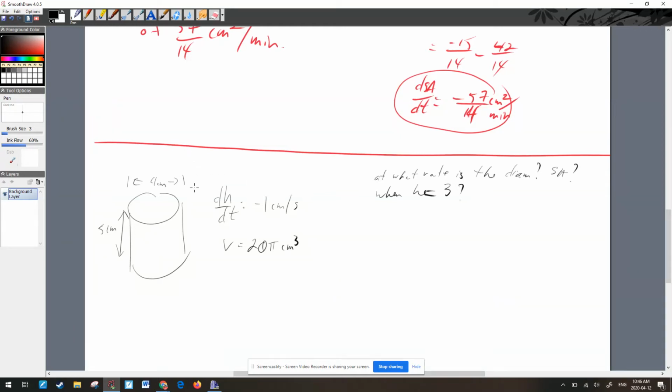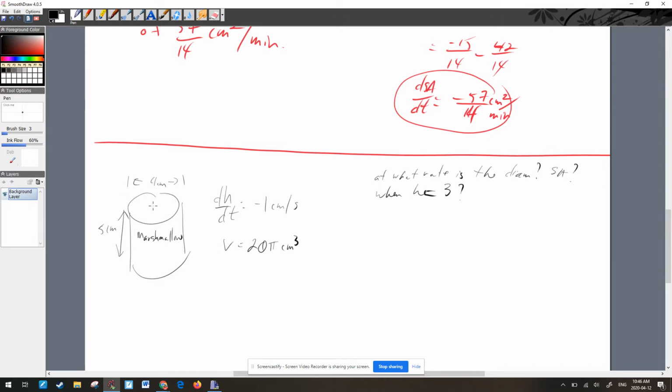Okay, so here comes the next problem. Next problem is as follows. We have a marshmallow. And the marshmallow has a volume of 20 pi centimeters cubed. Okay, it's a static volume. This is an immutable volume of this marshmallow. We can't compress it. The volume is always going to be that.